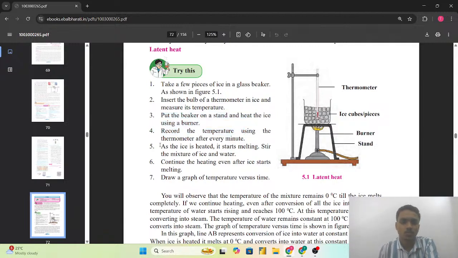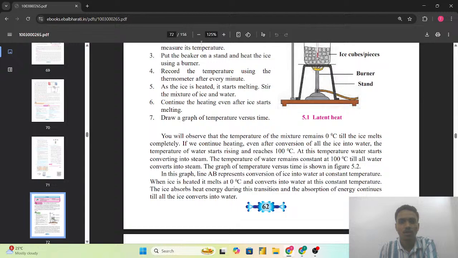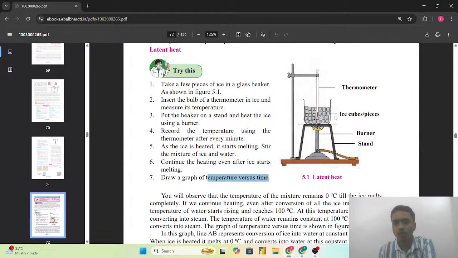Then record the temperature using the thermometer after every minute. As the ice is heated, it starts melting. Stir the mixture of ice and water. Continue the heating even after the ice starts melting. Draw a graph of temperature versus time. So this is the simple activity. We have to record the temperature of that mixture with the help of the thermometer after every minute, plot the graph of temperature versus time, and observe what happens.